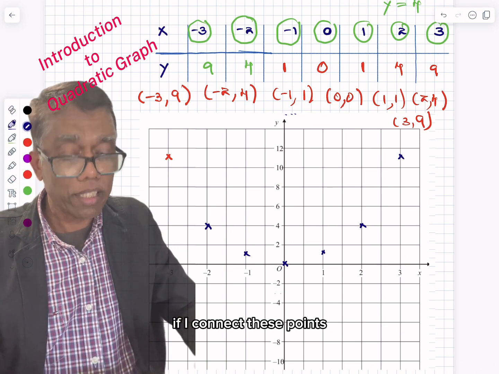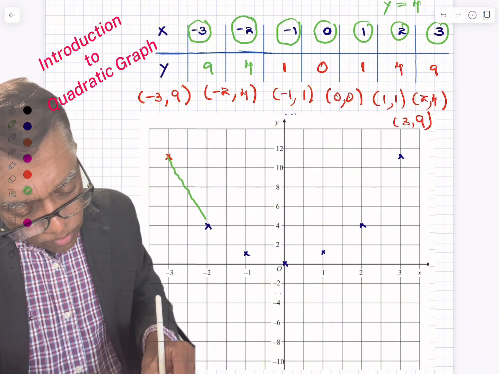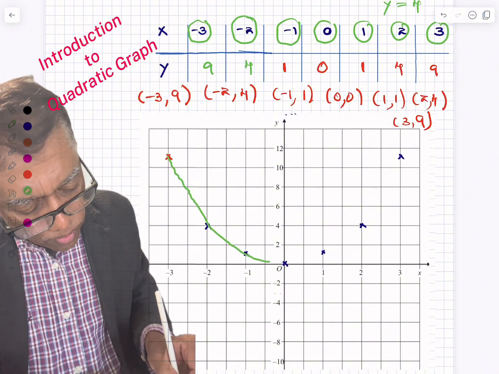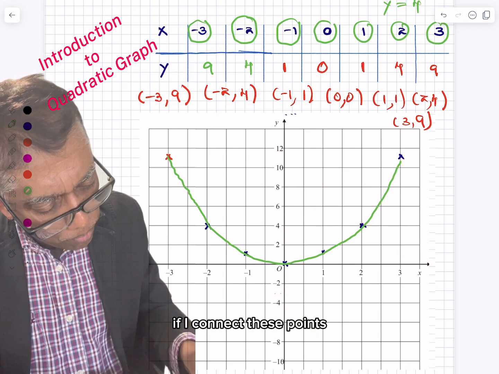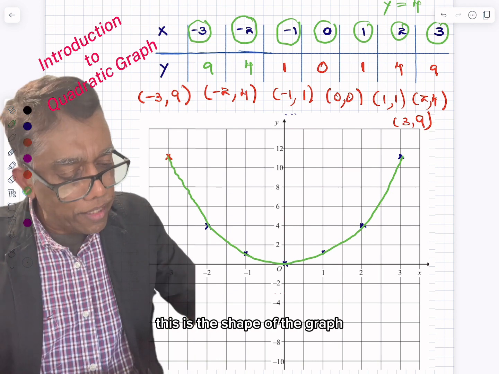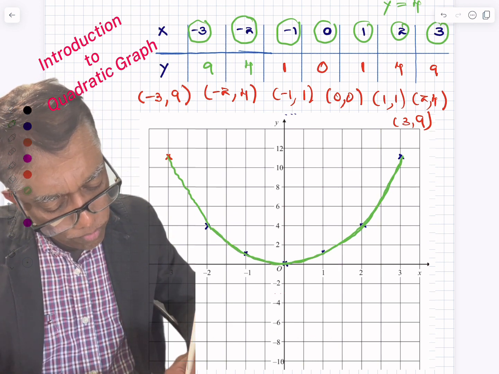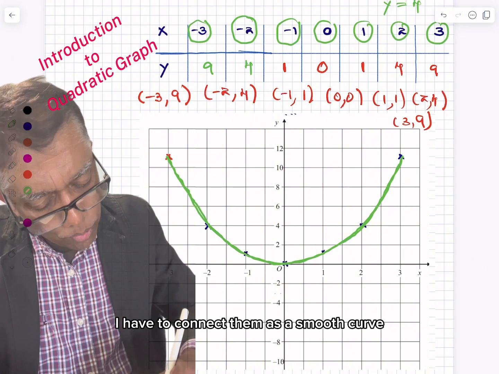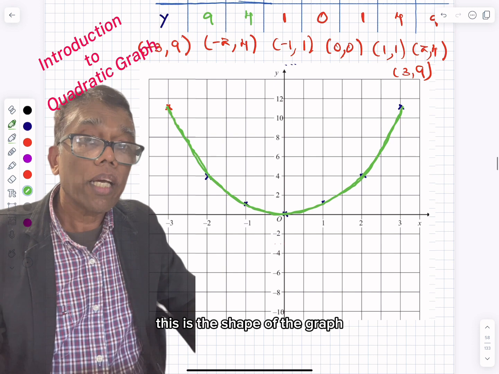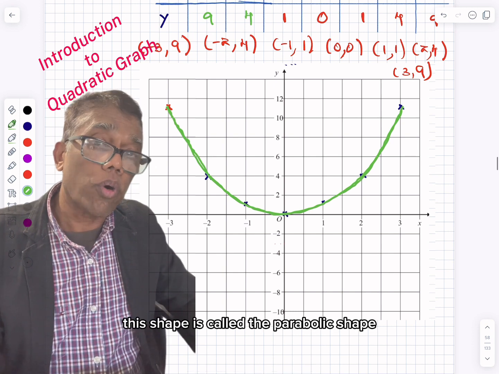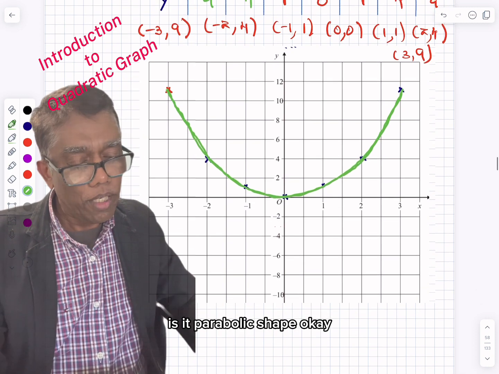Okay, if I connect these points, this is the shape of the graph. I have to connect them as a smooth curve. This is the shape of the graph. This shape is called the parabolic shape. It's a parabolic shape.